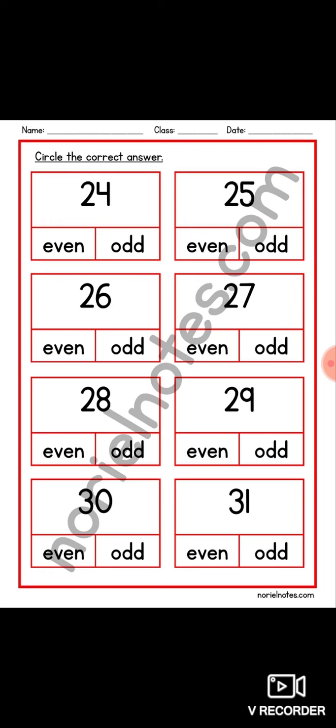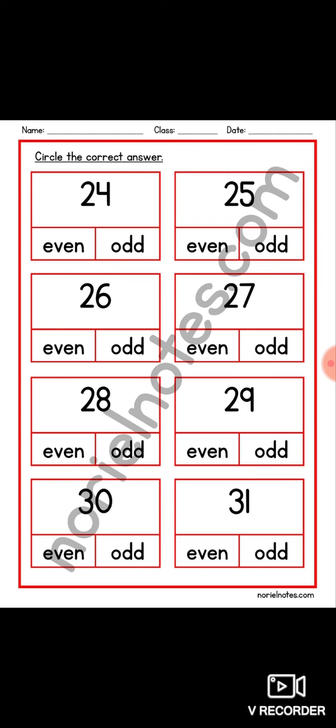The next one is circle the correct answer. Some of the numbers are given, so we have to find out whether it is even or odd. If 2 numbers are given, you have to see the last number. See the first box, 24 is given. The last number is 4. If the number ends with 4, it is even.